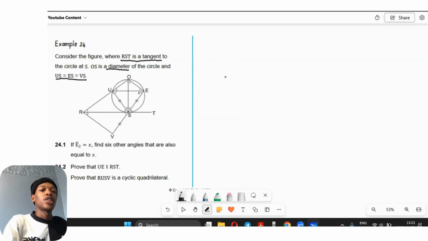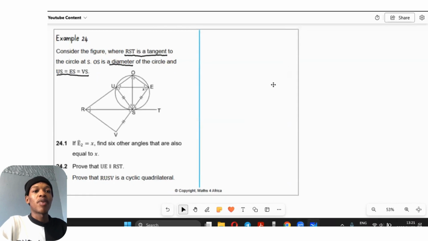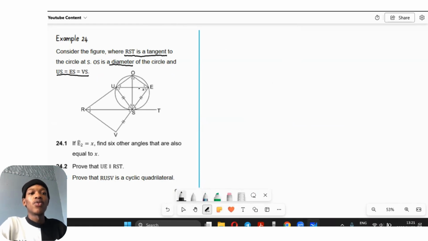What are the questions? If angle E2 is equal to X, where is angle E2? Let's identify that. It's very important to start by identifying what they are talking about. There is E2, you can see it. Now they're saying find 6 other angles that are also equal to X.